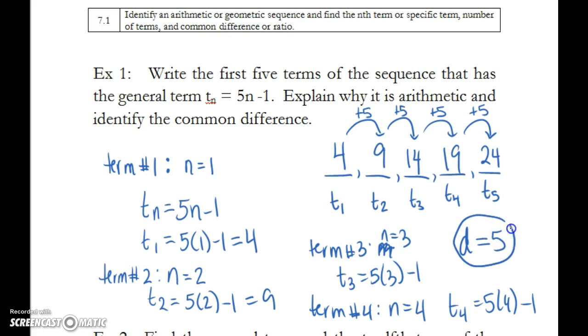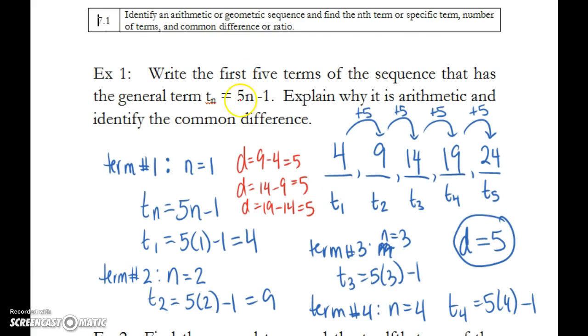Now to find the common difference, you can always take a term and subtract the term in front of it. So to find d here, you could always take 9 minus 4, or you could take 14 minus 9, or you could take 19 minus 14. Take any term, subtract the one in front of it. You should get your constant, which is 5 here.